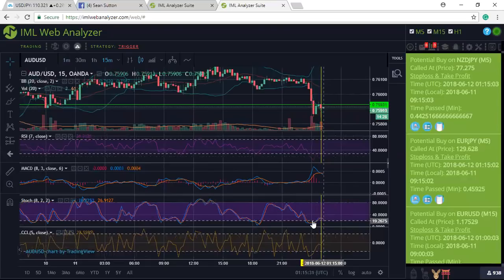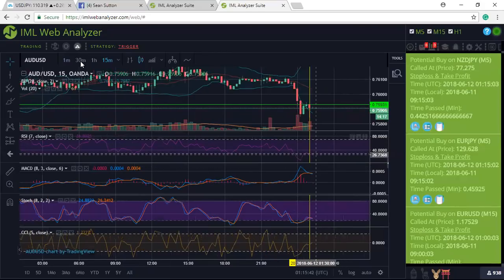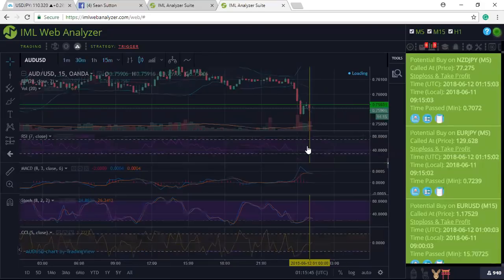So the stochastic is going back in range on the 15-minute as well. The RSI is going up, and the CCI is showing you which way the direction of the momentum wants to go. Now the RSI is pointing up as well, showing you which way the momentum wants to go in this particular pair.